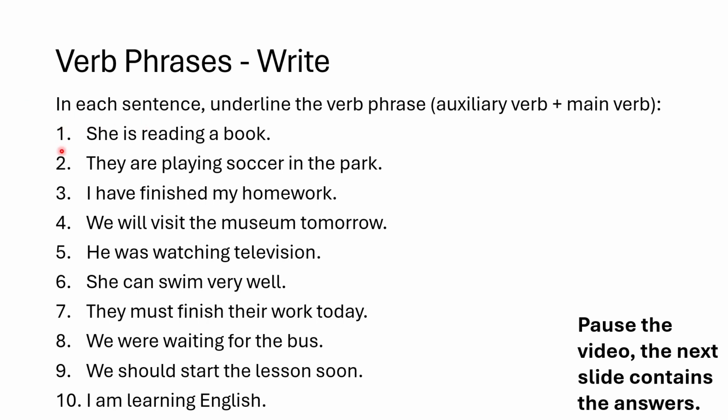In each sentence, underline the verb phrase, auxiliary verb plus main verb. 1. She is reading a book. 2. They are playing soccer in the park. 3. I have finished my homework. 4. We will visit the museum tomorrow. 5. He was watching television. 6. She can swim very well.